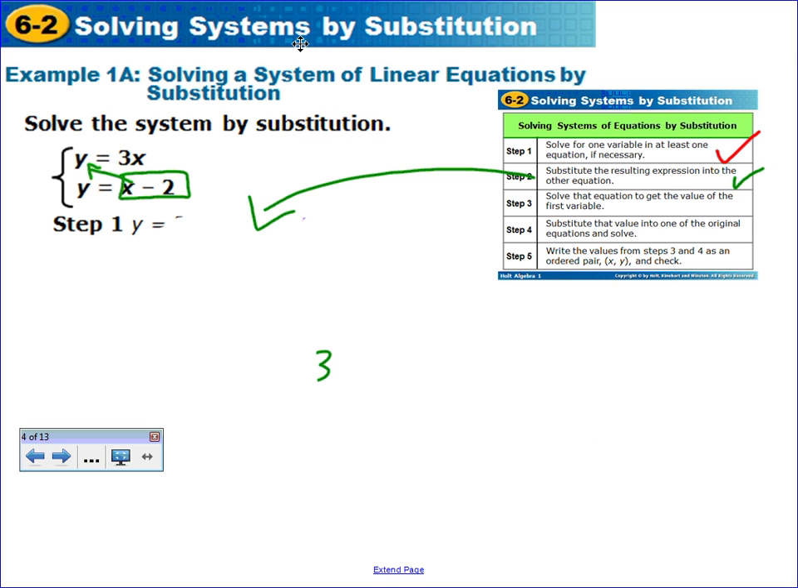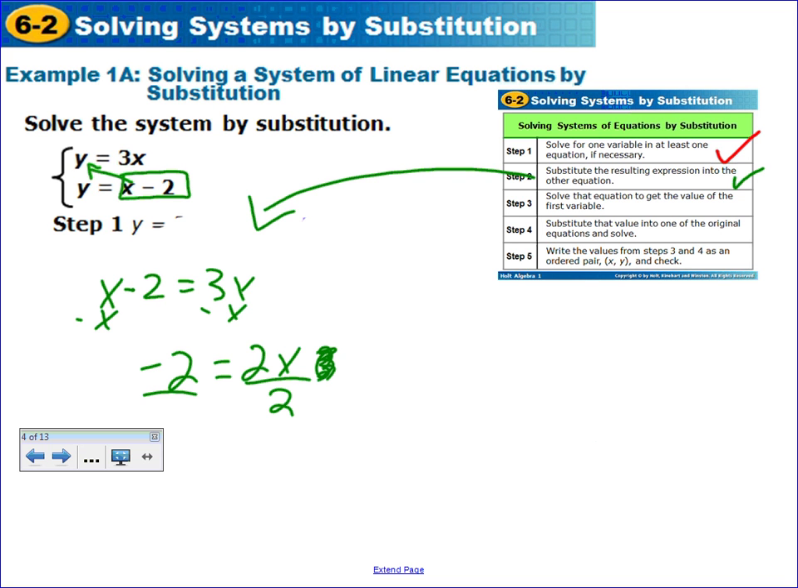It would have just been several more steps. It's easier if I just go back and say x minus 2 is equal to 3x. Subtract x from each side: negative 2 is equal to 2x. Divide both sides by 2: negative 1 is equal to x. Now that I've solved the equation to get the value of the first variable, we have that x equals negative 1.